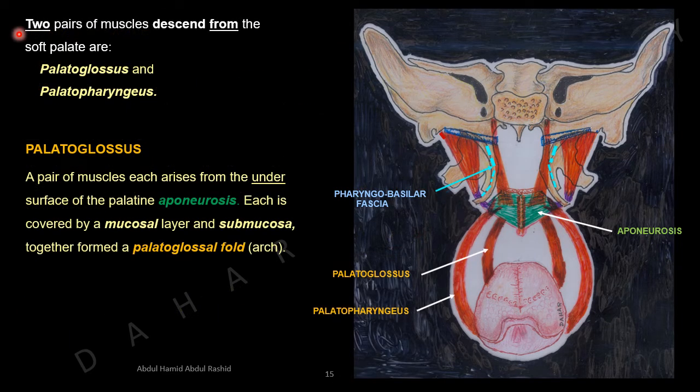Two pairs of muscles descend from the soft palate: palatoglossus and palatopharyngeus muscles. Palatoglossus, a pair of muscles, each arises from the undersurface of the palatine aponeurosis. Each is covered by mucosal layer and submucosa, which together form the palatoglossal fold.